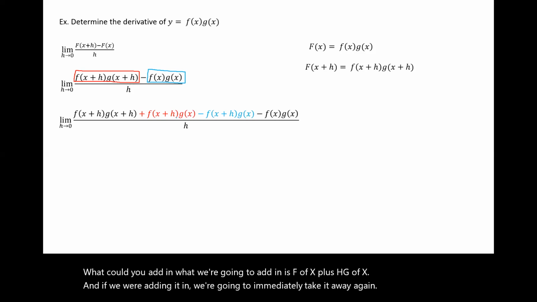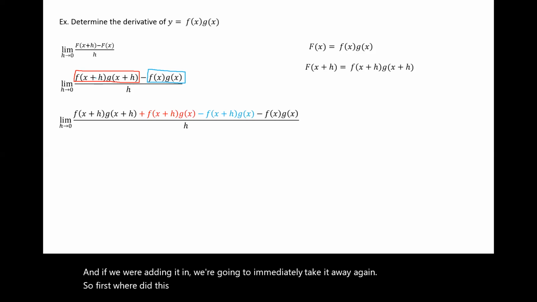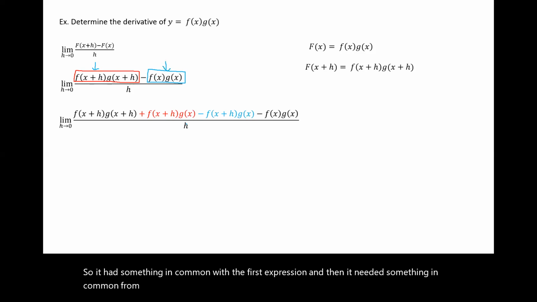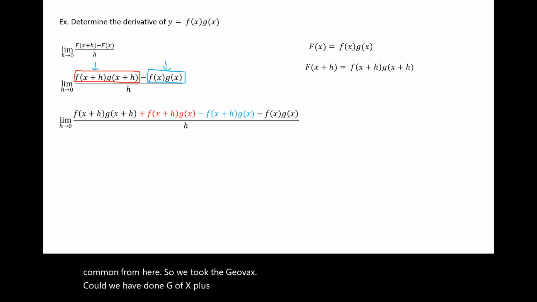So first, where did this come from? We needed something from here. So we took the f of x plus h. So it had something in common with the first expression. And then it needed something in common from here. So we took the g of x. Could we have done g of x plus h, f of x? Absolutely. So we've added this new term in.